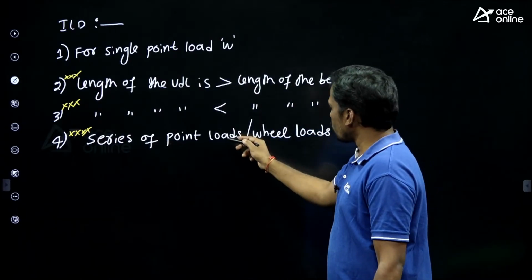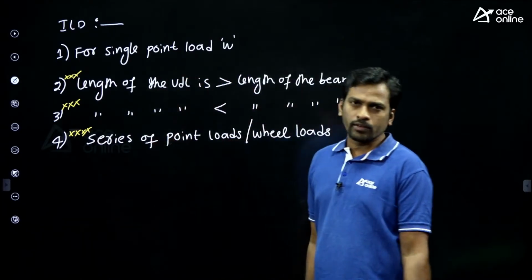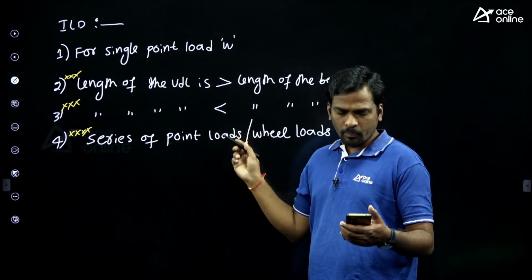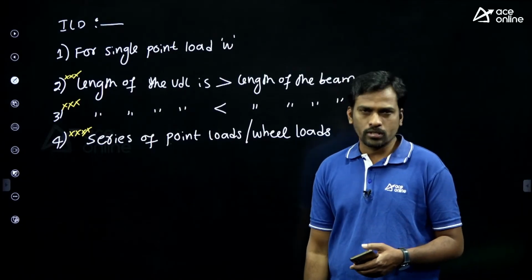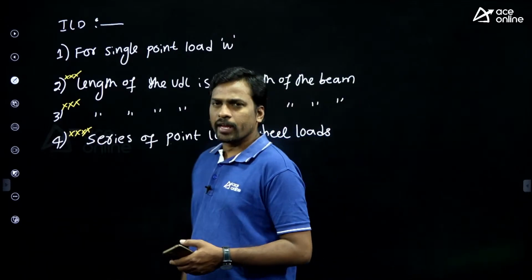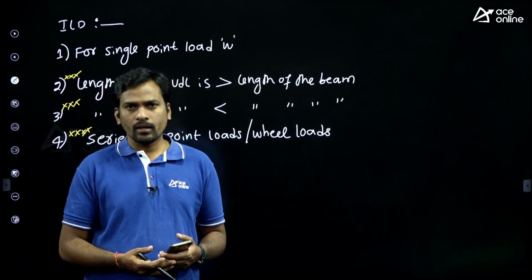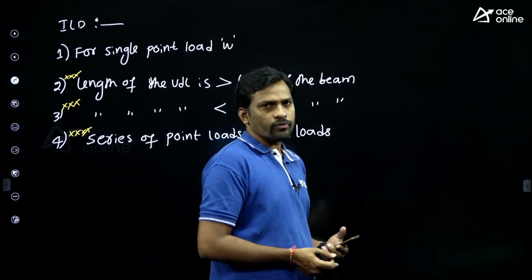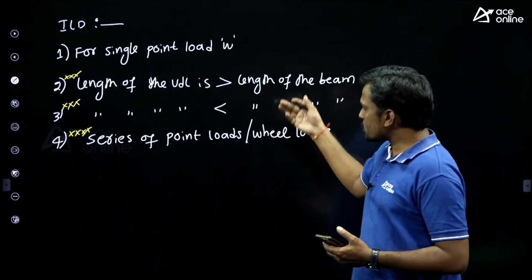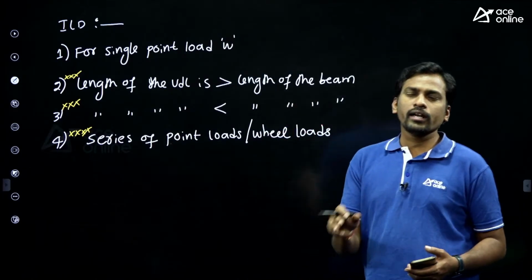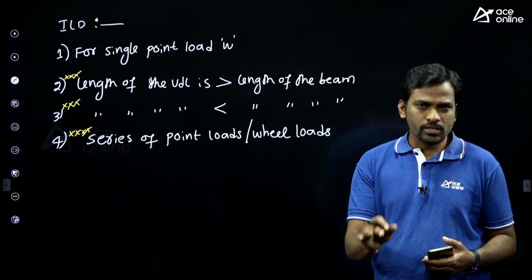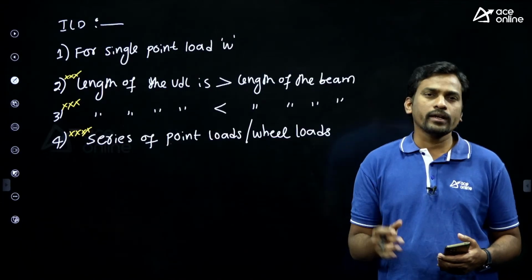Okay, so concentrate more on these 3 topics: length of the UDL greater than the length of the beam, shorter than the length of the beam, and series of point loads or wheel loads. Here I have given how to find the maximum reaction RA, RB, and how to find the maximum shear force at the section and bending moment at the section. So in these 3 cases, concentrate more on how to find the maximum shear force at the section and bending moment at the section.